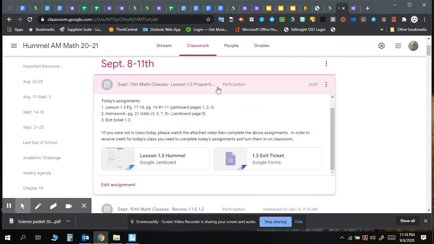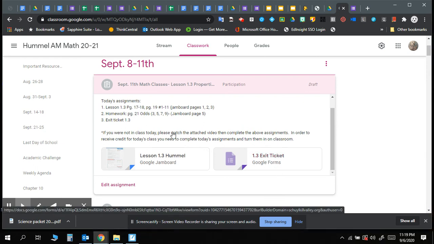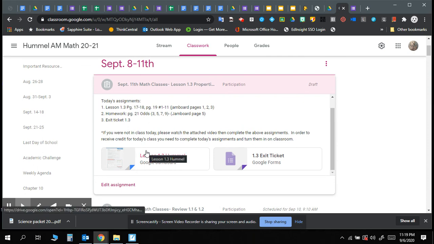I'd also like you to go on to your lesson on Classroom. I have your homework listed on here. So before you leave today, I would like you to go ahead and do the exit ticket for 1.3. Also, you can either turn in your Jamboard if you did your work on your Jamboard, or if you did your homework in your math book, I'd like you to take a picture of it and upload it into this assignment so that I can check it out. If you have any questions, let me know.